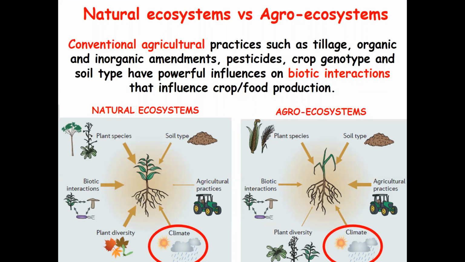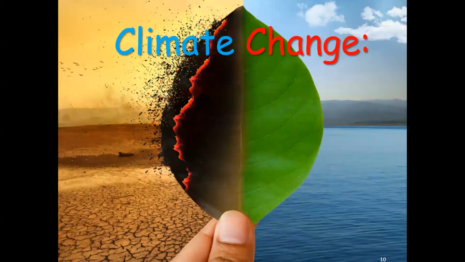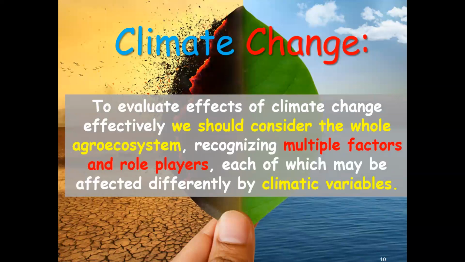So to compound this, conventional agricultural practices such as tillage, organic and inorganic amendments, pesticides, etc., have powerful influences on the biotic or the living interactions that influence crop and food production. Climate change is a very complex thing, as I've mentioned, but what exactly is it? Well, if we need to evaluate the effects of climate change effectively, we should consider the entire agroecosystem, and we should recognize the multiple factors and role players, each of which may be affected differently by different climatic variables.